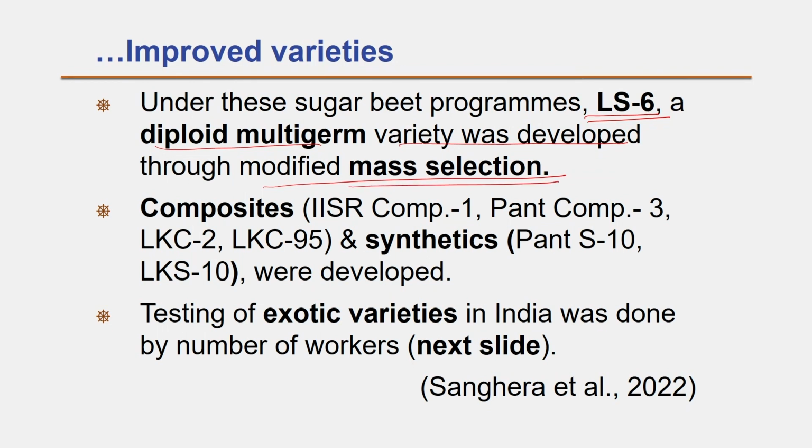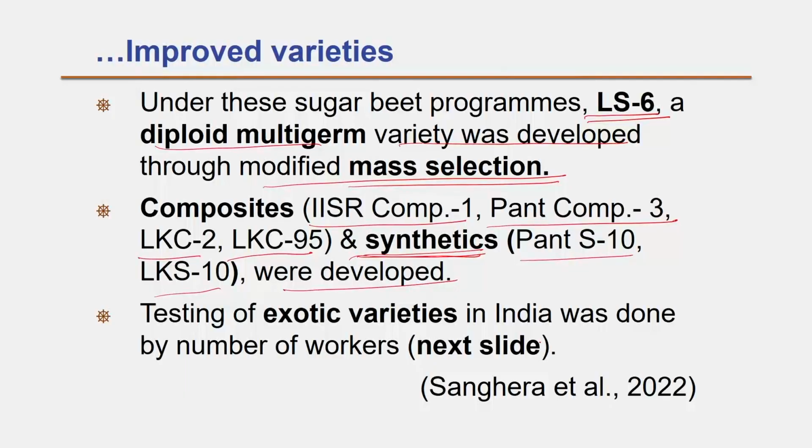And then certain composites were also developed. Composites are the varieties where many parents are combined to produce it. So IISR Composite 1, Panth Composite 3, LKC 2, LKC 95, and there were also certain synthetic varieties. They are called synthetics. Panth S10, LKS 10, they were also developed. That means in sugar beet crop, India developed certain composites as well as certain synthetics.